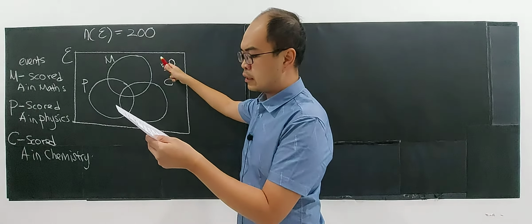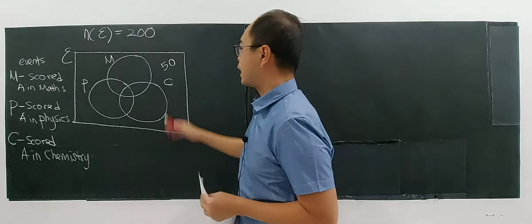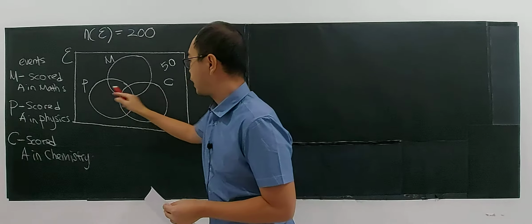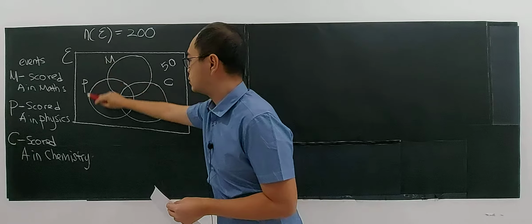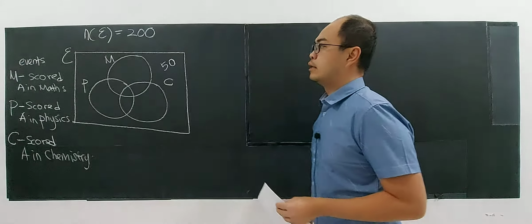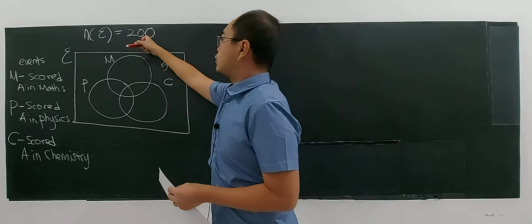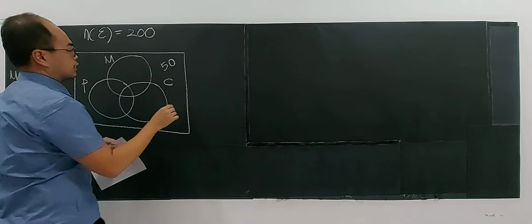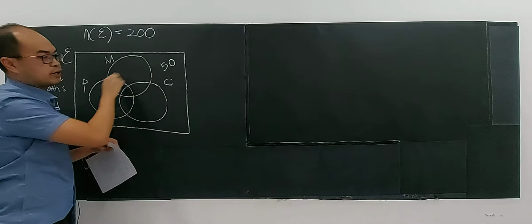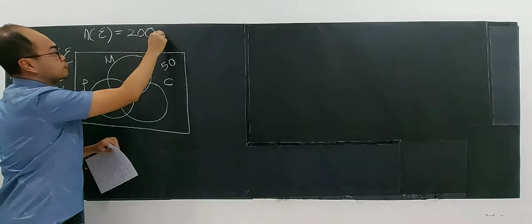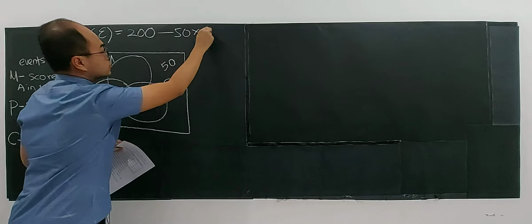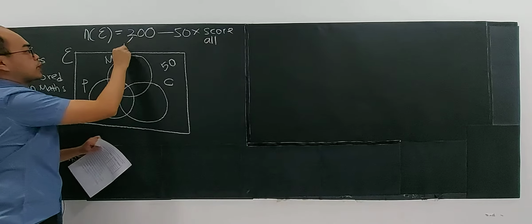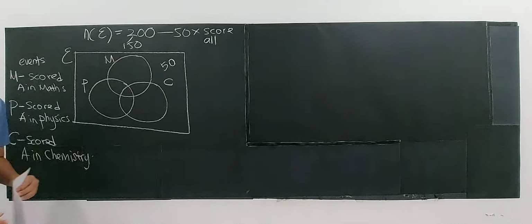50 students did not score grade A in any of the 3 subjects. That means they are outside the union of these 3 sets P, M, and C. If 50 students are not scoring in any subject, then we have the remaining 150.